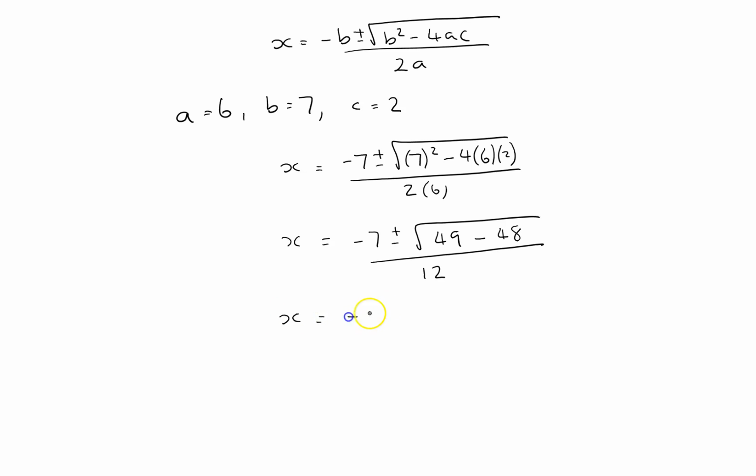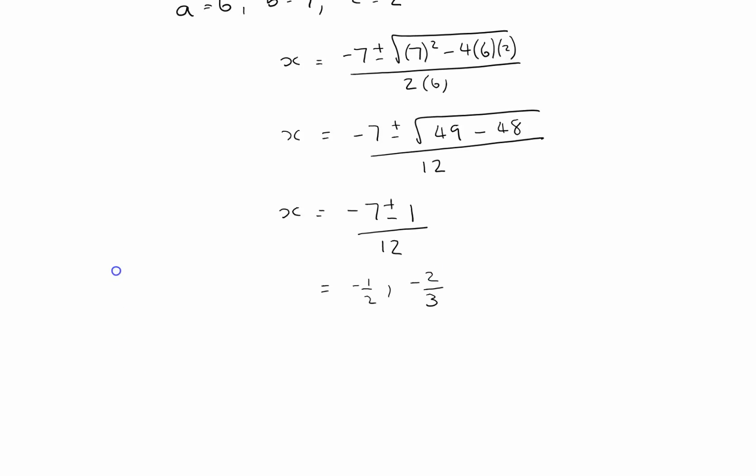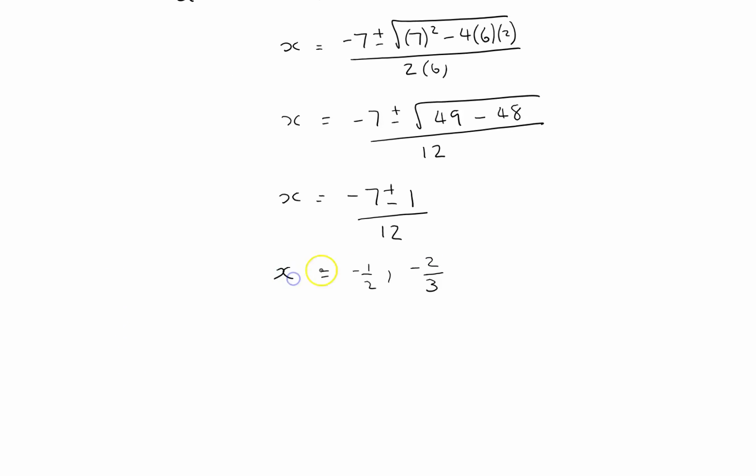This simplifies down to minus 7 plus or minus the square root of 1, which is 1, divided by 12. And this gives us two solutions for x. We've got minus 7 plus 1 is minus 6 over 12, which is minus a half. Or minus 7 minus 1 is minus 8 over 12, both divisible by 4, so it becomes minus 2 over 3. So there we have our two solutions for x, which we have found using the quadratic formula.